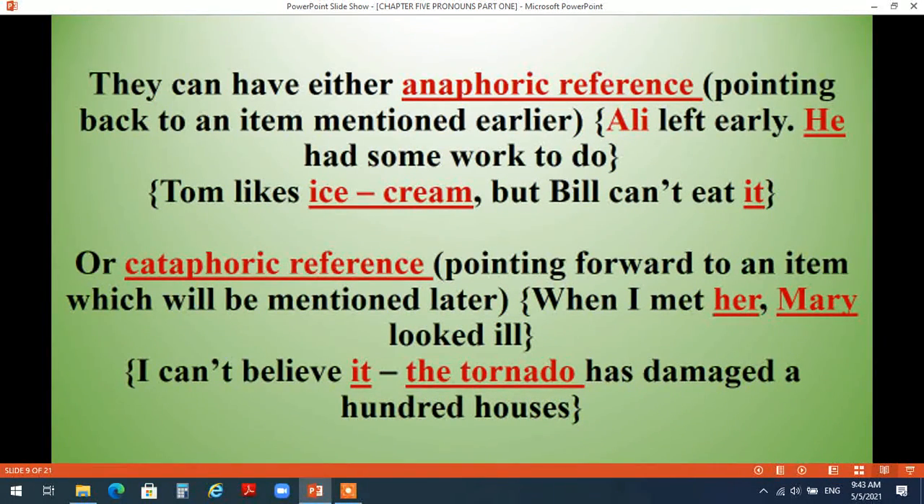For example, when I met her, Mary looked ill. As you can see here, استخدمنا بالبداية الضمير her ثم الاسم الذي يشير إليه وهو الاسم أو كلمة Mary. Or in the second example, I can't believe it. The tornado has damaged 100 houses. Again here, you can find the pronoun it, then what it refers to, which is the noun phrase the tornado. إذن نذكر الضمير في البداية ثم يعقبه الاسم الذي يشير إليه ذلك الضمير. This is called cataphoric reference. And by the way, anaphoric reference is the most commonly used type of reference, but cataphoric reference is also found in English.